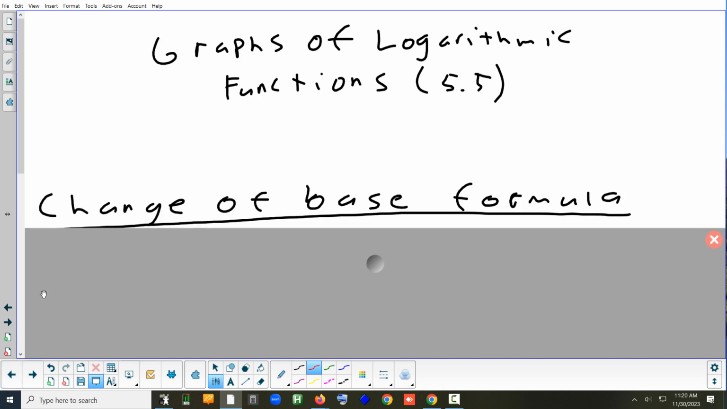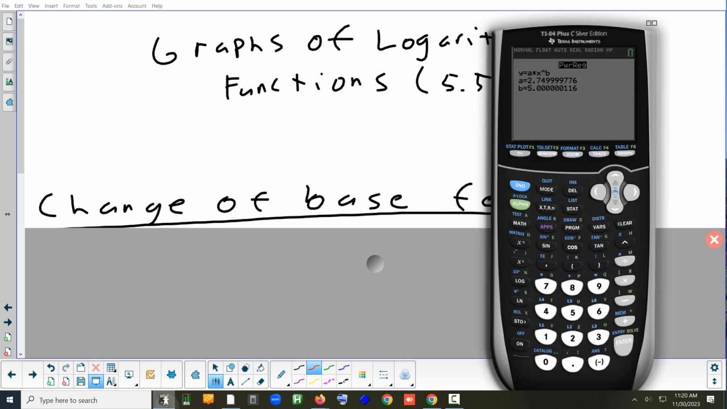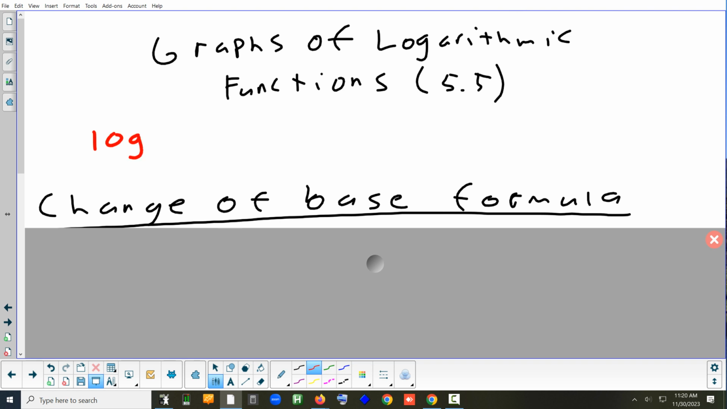Okay, the first thing, I kind of touched on this in different ways throughout the week: I keep telling you that the calculator can only do 2 bases by pressing a single button. What are the 2 bases that the calculator can do for logarithms? 10 and e. Right, it can do a base 10 log if you press that button, or a base e log if you press that button. So what if you want to do log base 3 of 12? You do log of 12 divided by log base 3.